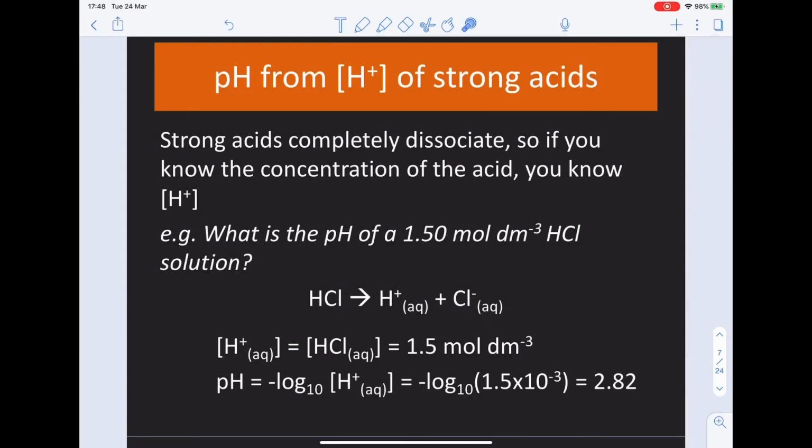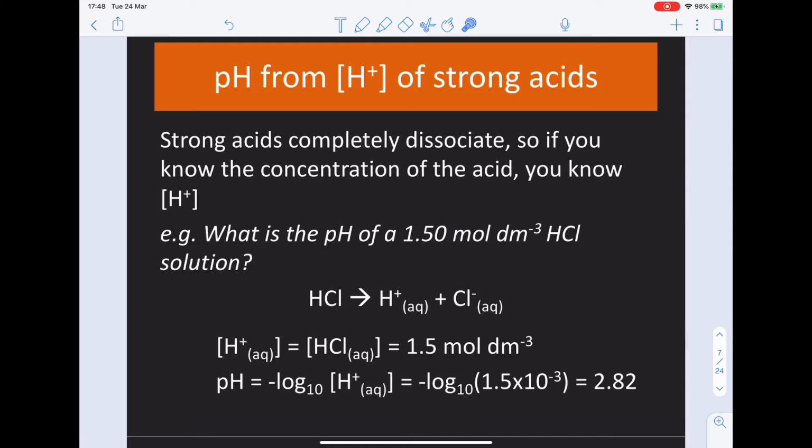It's really easy to work out the pH for strong acids, as we can work out the concentration of H plus ions if we know the concentration of the acid, because the concentration of the acid will give us the concentration of the H plus ions when it's fully ionized. So when the acid dissolves in water, as a strong acid, it will fully ionize. So the concentration of H plus ions will be equal to the concentration of the acid we start off with.